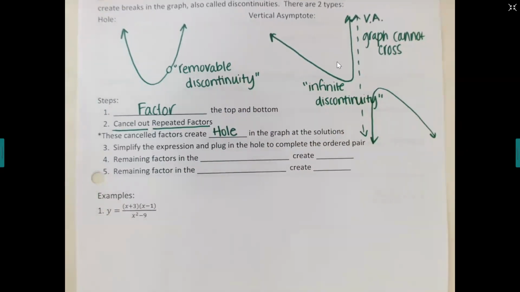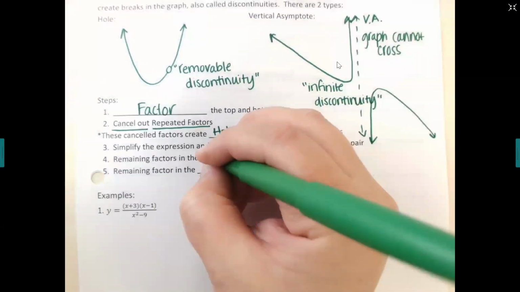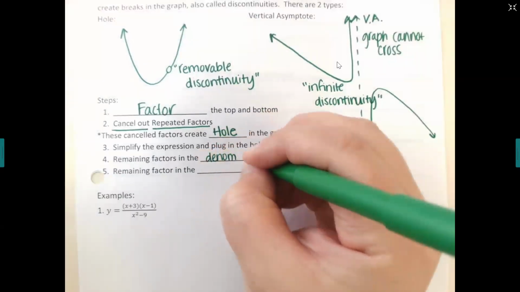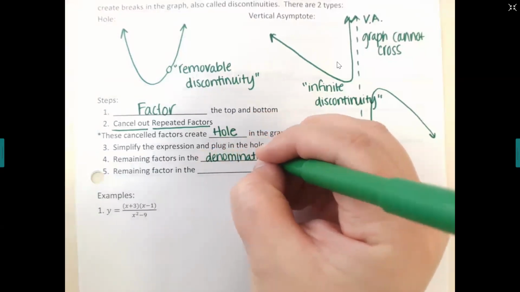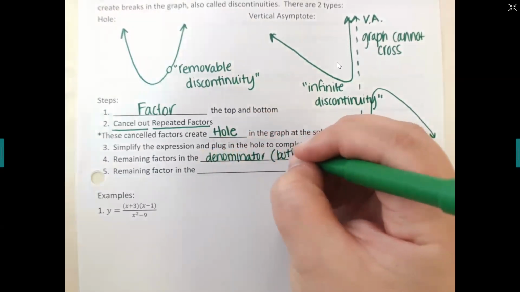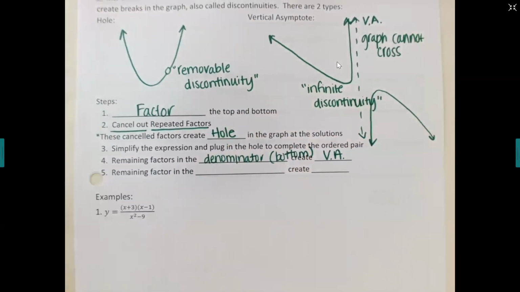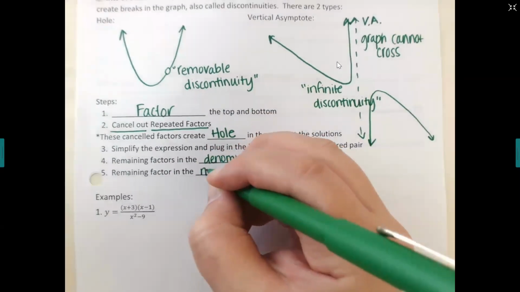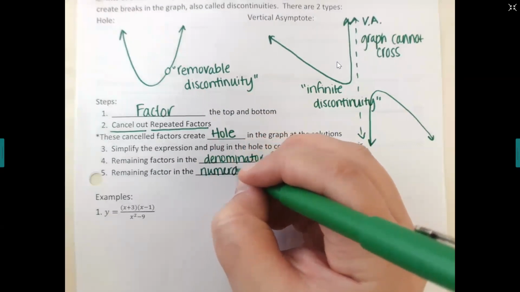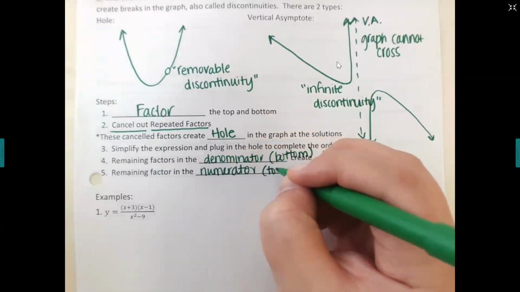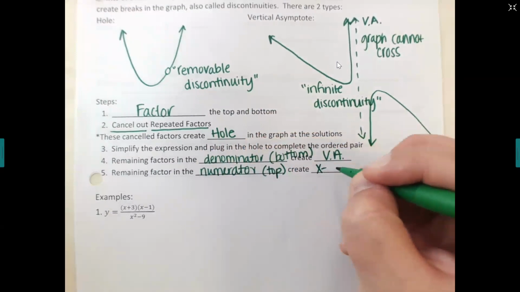Okay, then it says any remaining factors in the denominator. What part of a fraction is that? Top or bottom? Okay, denominator is the bottom. Are going to create vertical asymptotes. And if you have any remaining factors in the numerator, that would be the top, those would create x-intercepts.